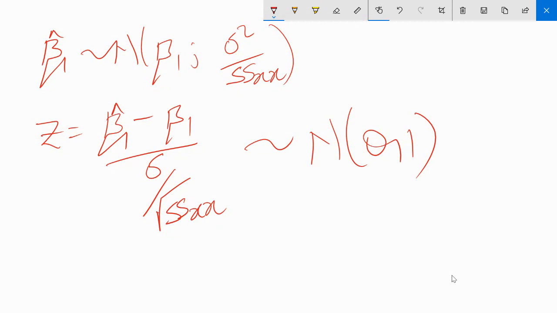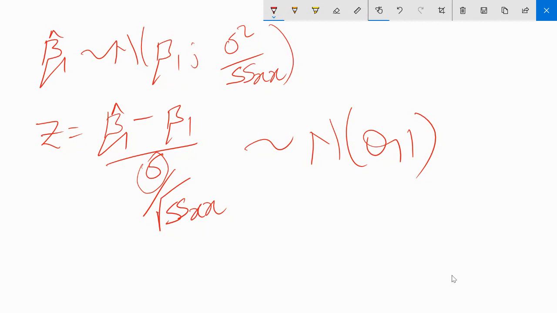You said beta 1 hat follows what? A normal distribution. Yes, because it's a part of a linear function which is normally distributed. So a random variable which is part of a linear function which is normally distributed also follows a normal distribution. So again, the same applies to this. We don't know sigma. Can you go ahead? I think I will get it.